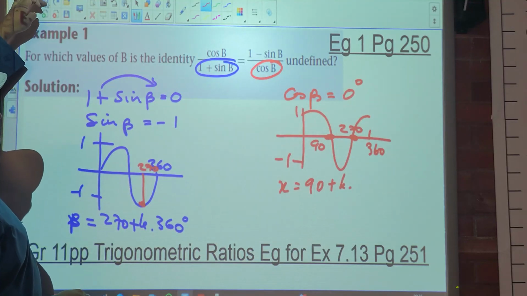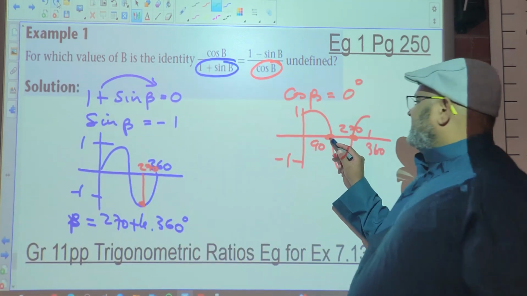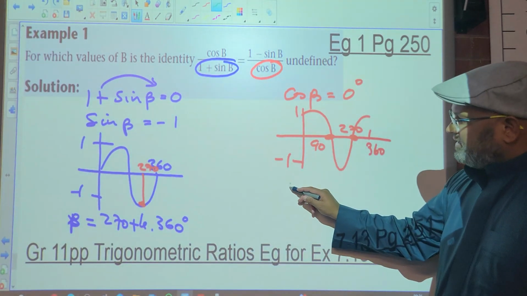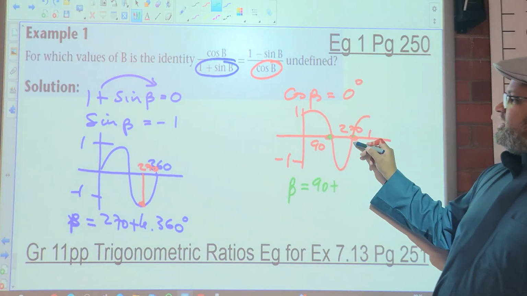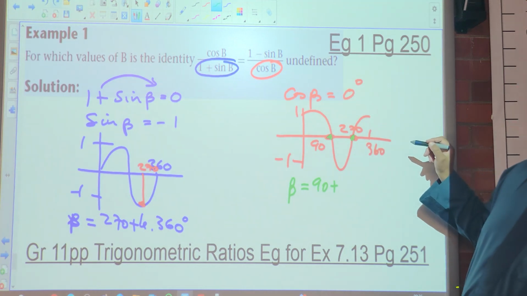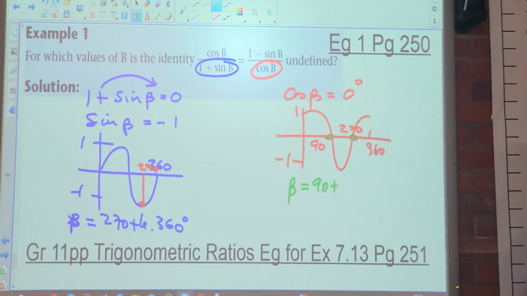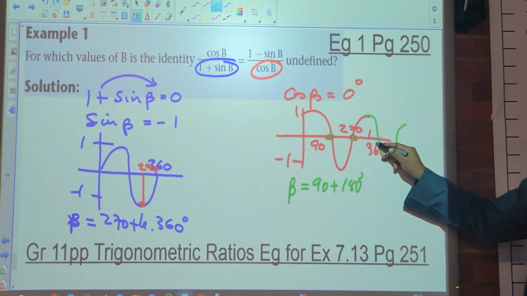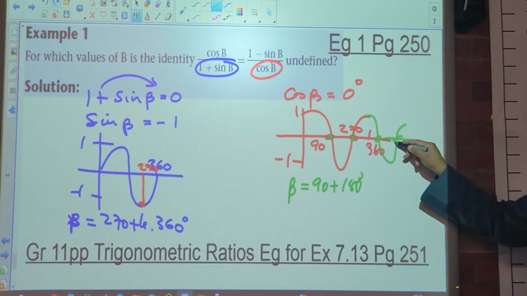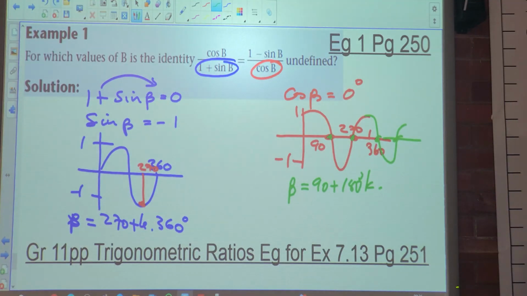But there's an easier way of writing exactly that. Because the solution is at 90 and 270, I can just say beta is equal to 90, and this is happening every how many degrees? From 90 to 270 is how much? 180. So if I extend this from there to this point, it's also going to be 180. From there to there is also 180. So this solution will happen every 180 degrees, where k is an element of integers.